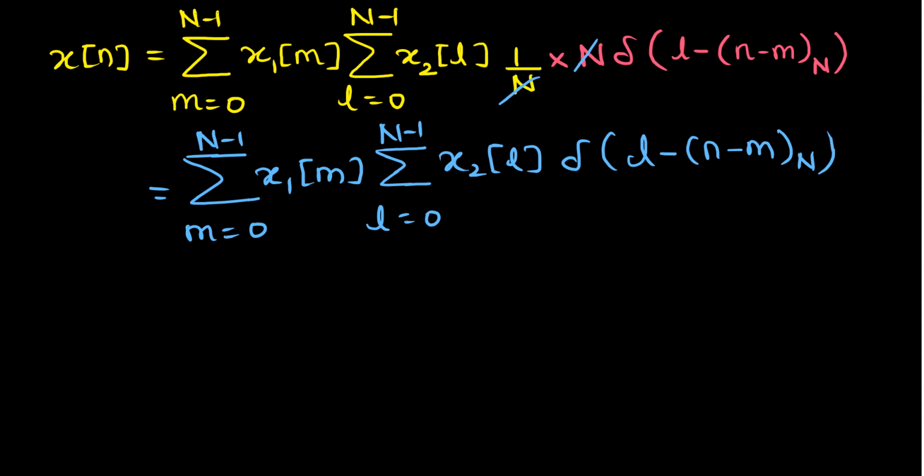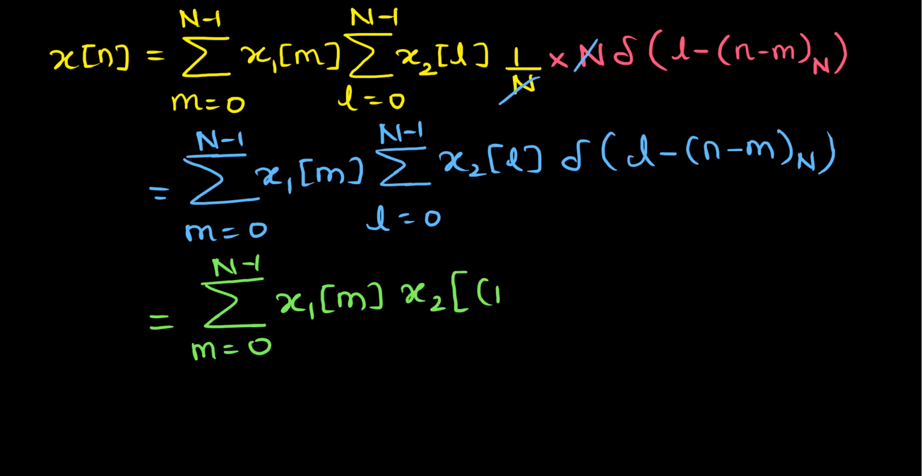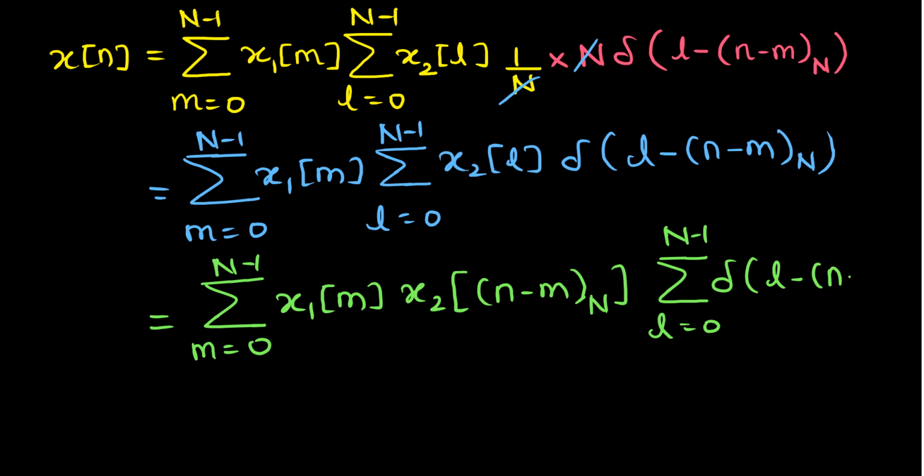So what we have is summation m running from 0 to n minus 1 x1 of m into x2 of n minus m mod n into summation L running from 0 to n minus 1 del of L minus n minus m mod n.